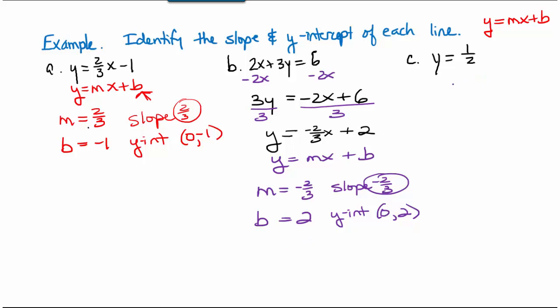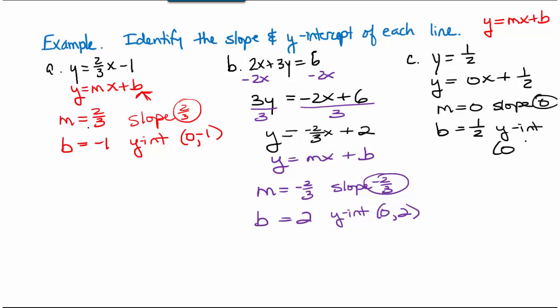Now this third line is a special case. This actually turns out to be a horizontal line. Notice that the x term is actually missing, which is odd, right? But if you want to, you can imagine that this is the equation 0x plus 1/2, which would explain why the x term is missing. So in fact, when you have y equals a number, the m is 0. b in this case is 1/2. So our slope is 0 and our y-intercept is the point 0, 1/2.